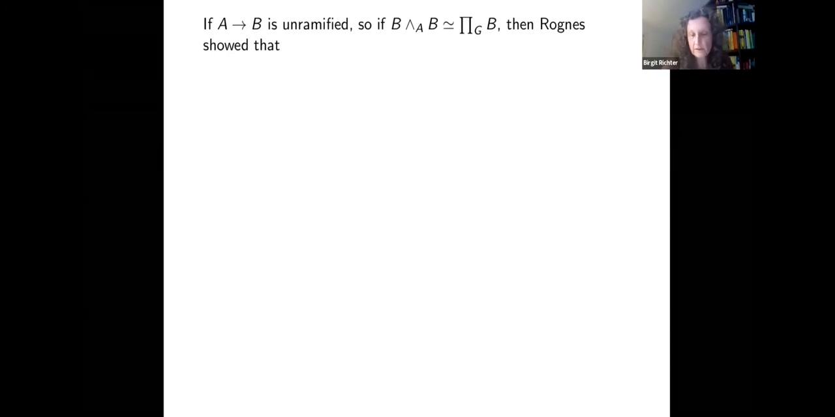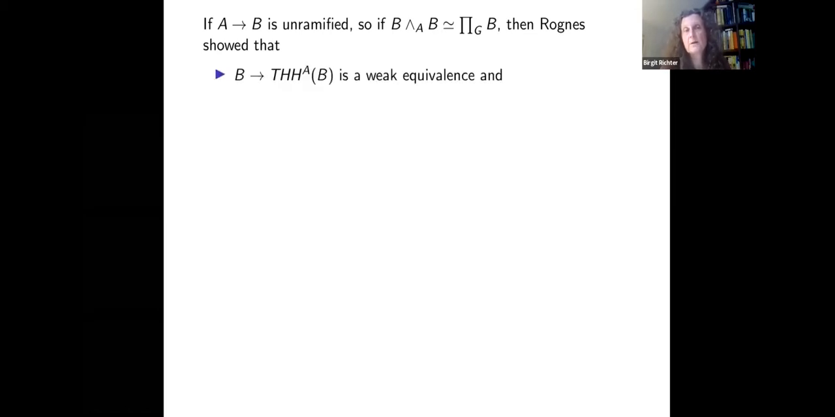So in particular, all these things were Galois extensions, so they were unramified. And if you have an extension that's unramified, it's separable. And then you get that the topological version of Hochschild homology is as small as it can be. It just gives you back the ground ring. So the map from the extension to relative Hochschild homology of B over A is an equivalence.